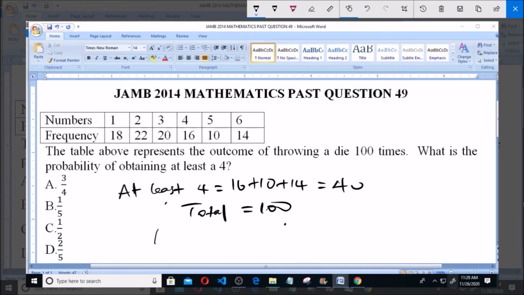Now the probability of obtaining at least 4 is equal to 40 over 100, and that is equal to 2 over 5, which is option D. So 2 over 5 is the answer to this question, option D.